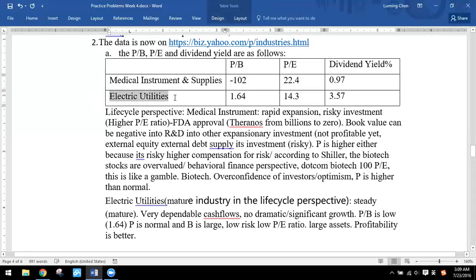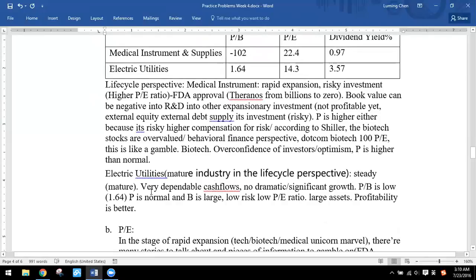But for the electric utilities, from the life cycle perspective, it's a mature industry, and it has very steady and dependable cash flows, no dramatic and significant growth. PB is low because P is normal, it's not overvalued or heated as in the biotech industry. And the B is certainly large because the electric utility industry has very large assets.